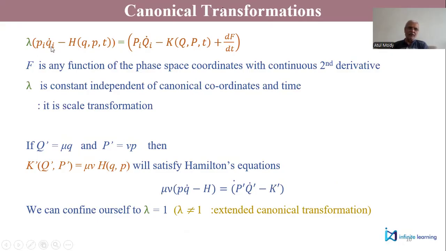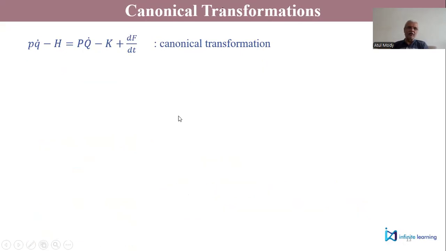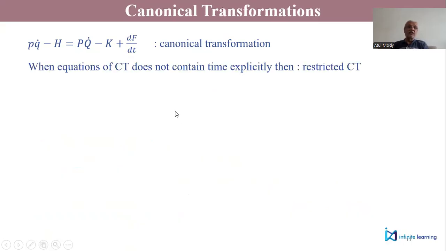So you can see the equation on the screen that has to be obeyed with lambda equal to 1. And in that case, what happens? This is actually what defines a canonical transformation. Now, if this canonical transformation does not depend on time explicitly, then it is called a restricted canonical transformation.